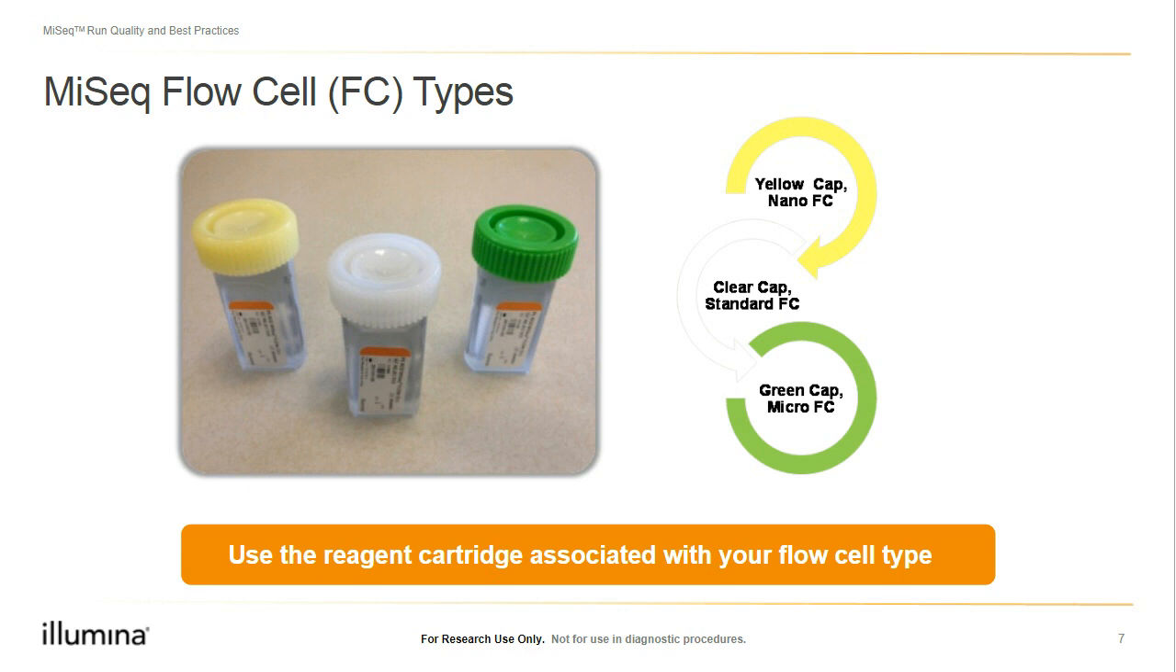Nano has the smallest area and only images the top surface, so it runs a little faster. Micro is the next smallest, but will image both surfaces. And the V2 and V3 standard flow cells have the same full-size imaging area.